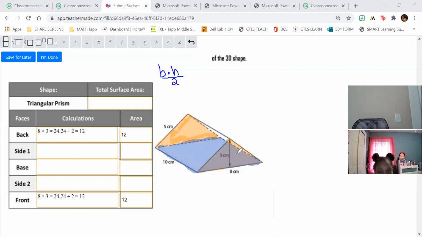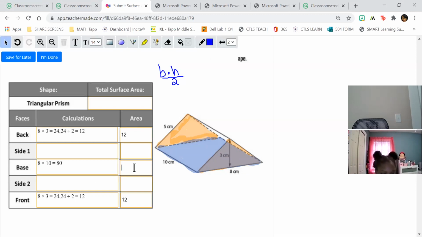All right, so we're going to focus on just this little blue shape here. When I'm looking at the base and the height, you can choose whichever number, because remember 10 times 8 is the same as 8 times 10. So I'm going to put that the base of that quadrilateral is 8 times a height of 10, which is equal to 80. So I know that my base area is 80.